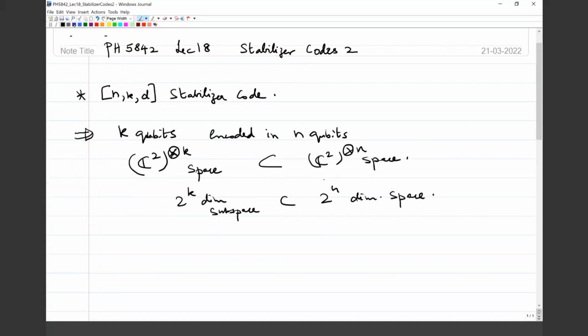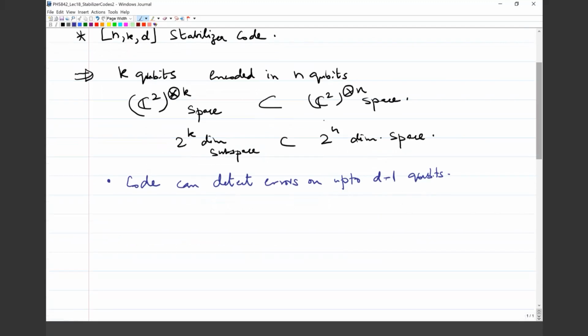And for such a code we showed that the distance D means this can, first of all, detect errors on up to D minus 1 qubits, and it can correct errors on up to (D minus 1)/2 qubits, right? So note that here errors only means Pauli errors.